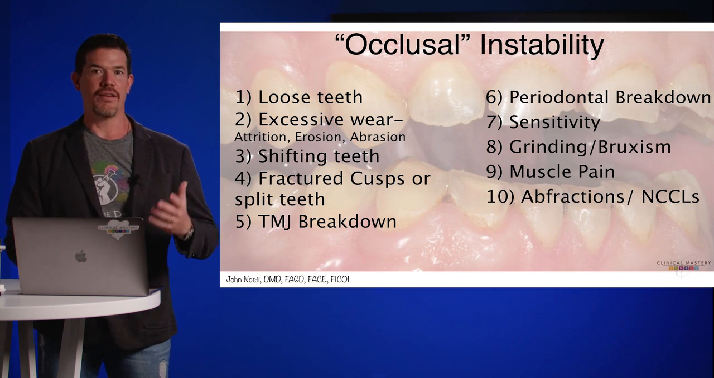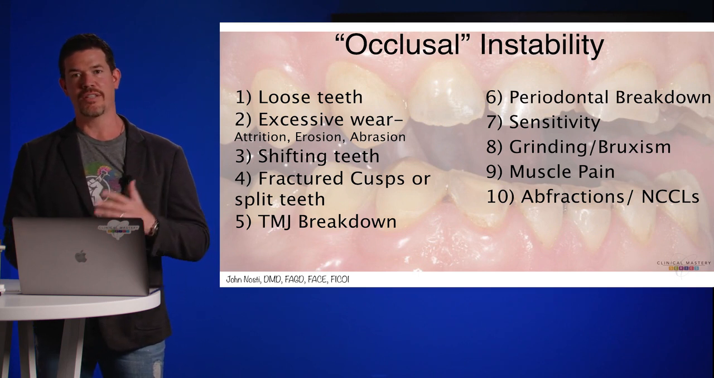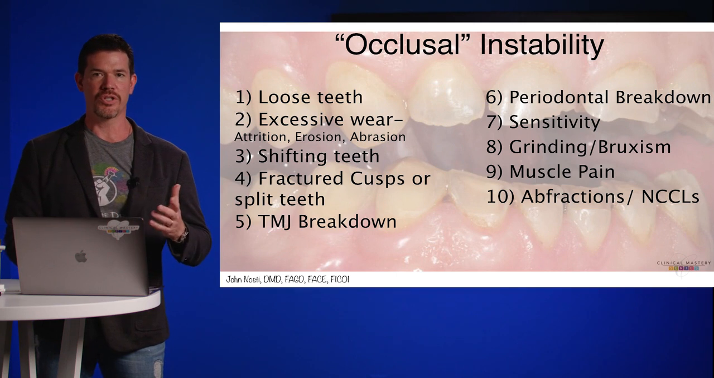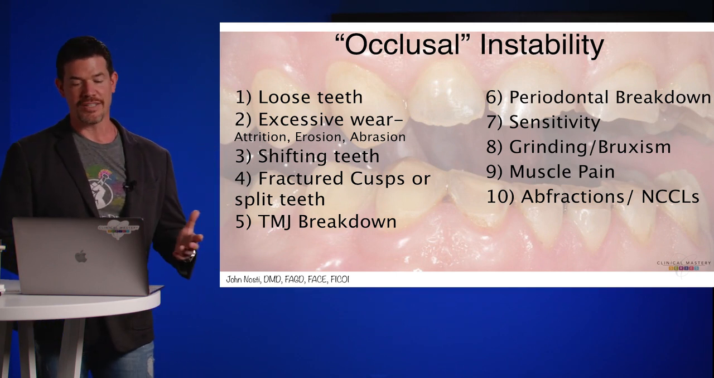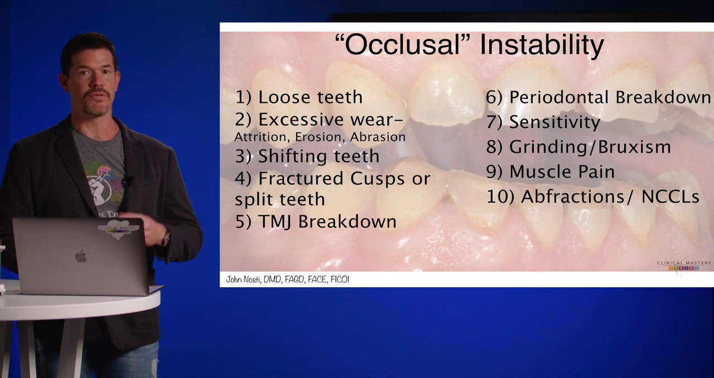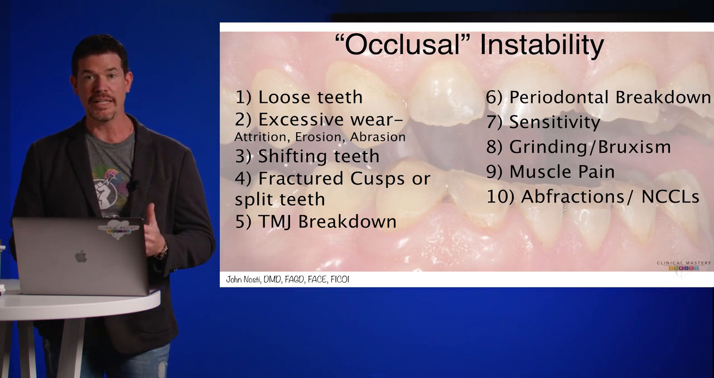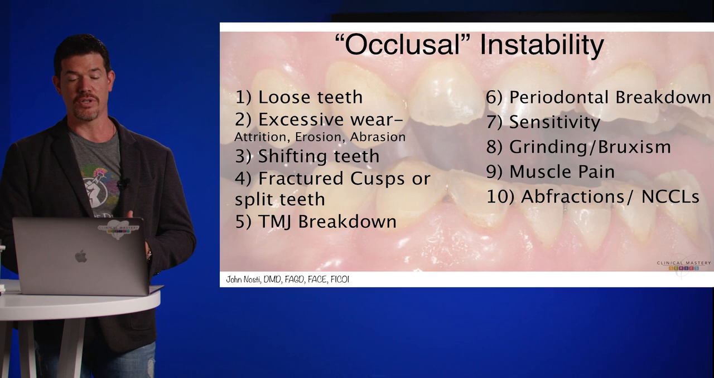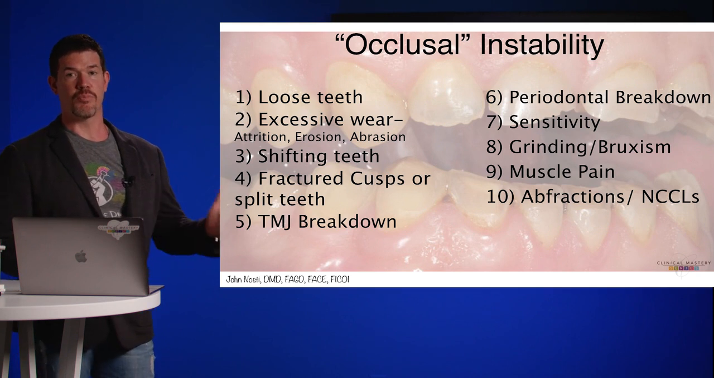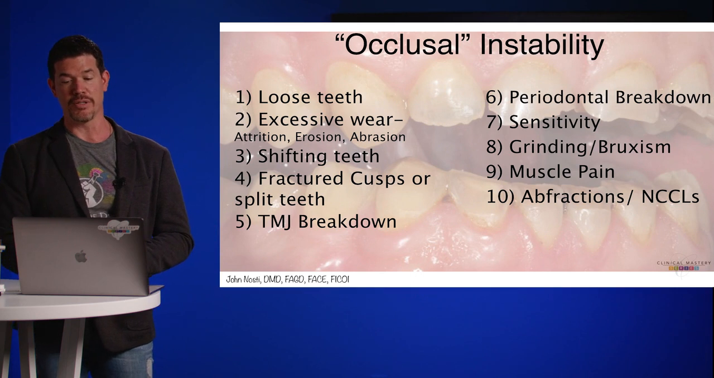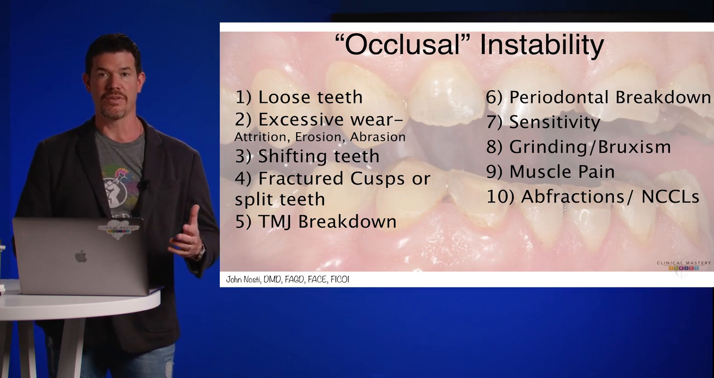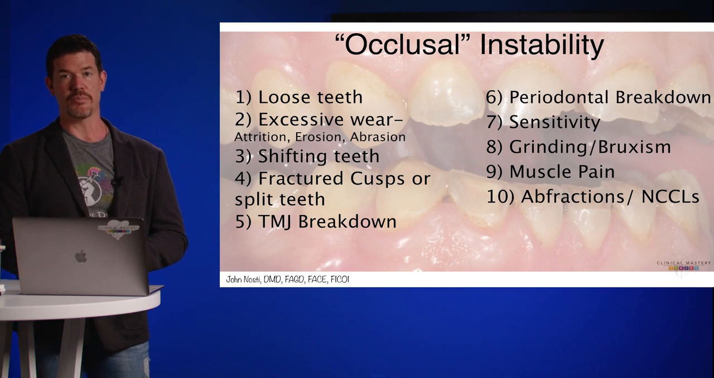When, number one, they have loose teeth. Number two, they have excessive wear, either from attrition, erosion, or abrasion. If our patients have shifting teeth, that is a problem. If they're fracturing cusps or splitting teeth, those are signs of occlusal instability. Temporomandibular joint breakdown, that's a sign of occlusal instability. Periodontal breakdown, teeth that are sensitive can be signs of occlusal instability.